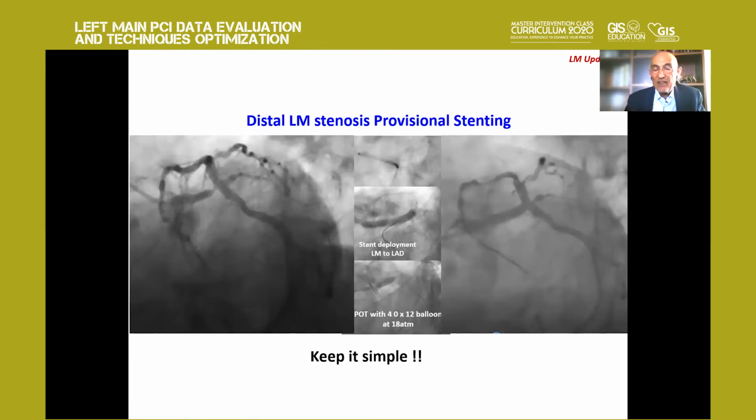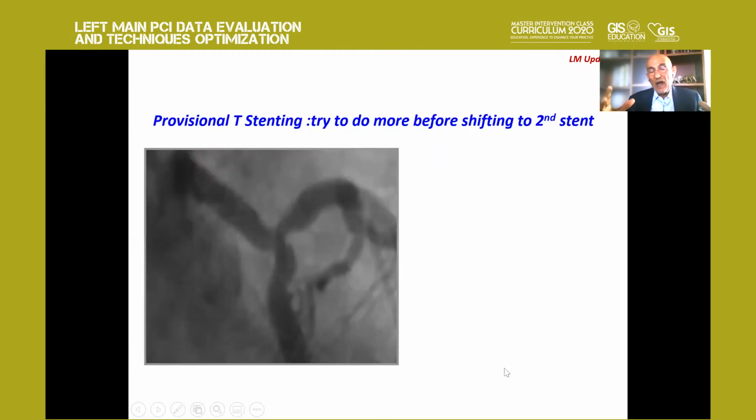Keep it simple every time you can. In this case, you see that the carina is almost not involved. And if you document by IVUS that what you are seeing in angio is also seen on IVUS, then I think you don't even need to cross over. You can just stop with your stent at the carina. This will be the final result, and the patient will be doing very well. And of course, you will have less MACE on follow-up.